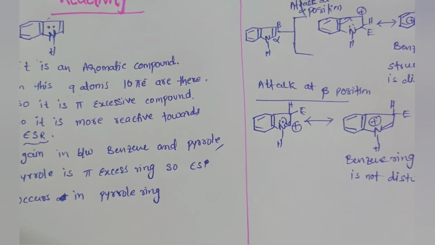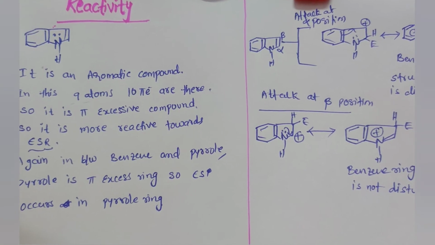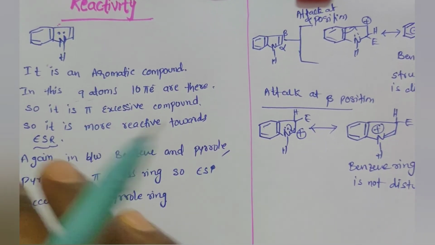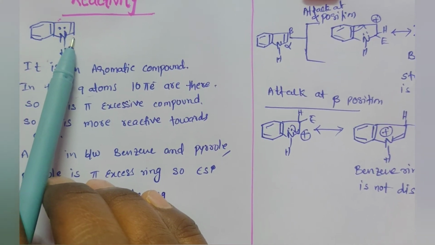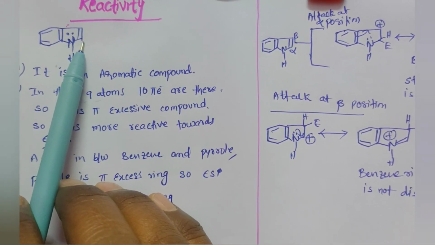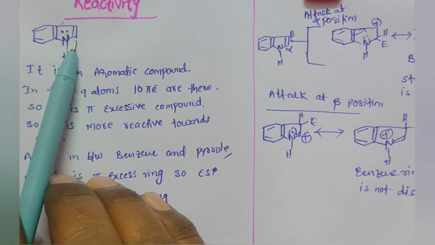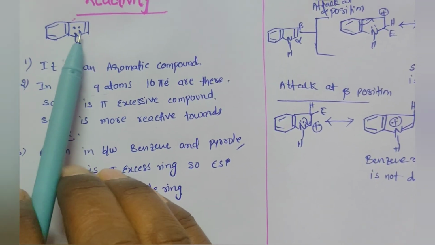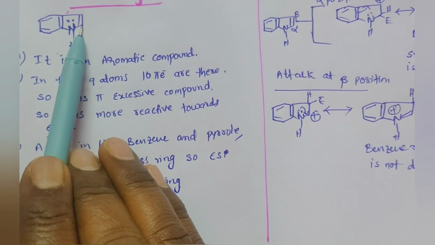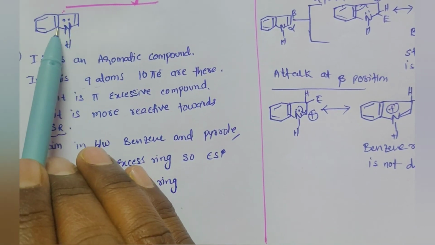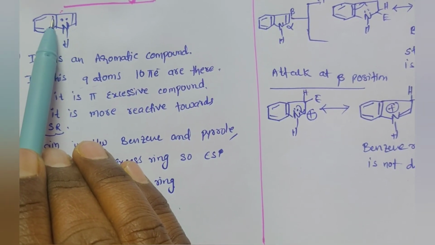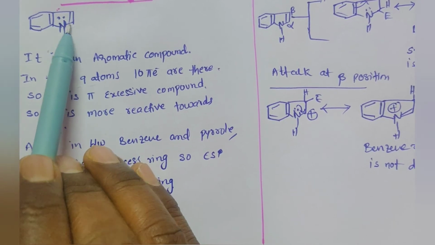Now we discuss the reactivity and properties of indole. We know very well that indole is an aromatic compound because it follows the Huckel rule. In indole, we have the pyrrole ring as well as the benzene ring. Here, 9 atoms are there in the 2 rings. Look here, 6 carbon atoms in the benzene ring, 2 carbon atoms in the pyrrole ring, and 1 nitrogen atom.